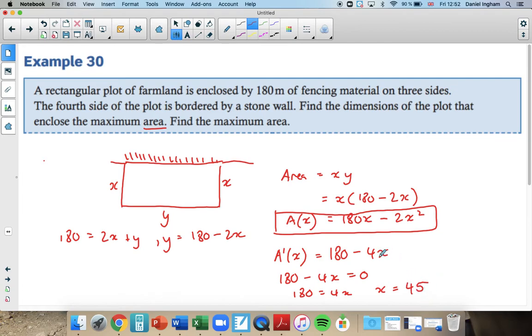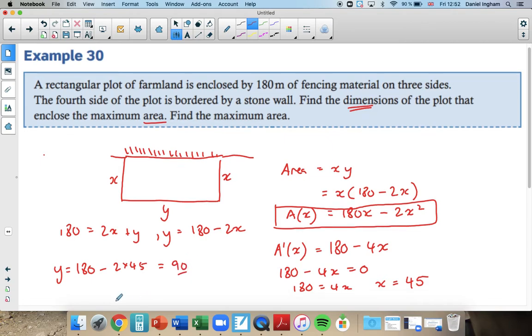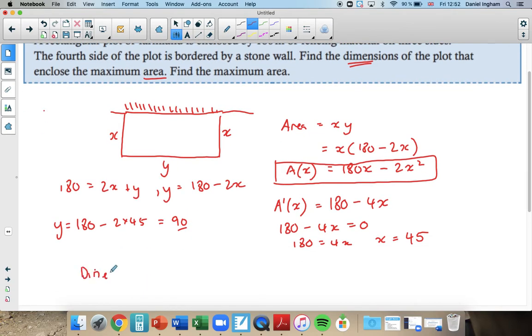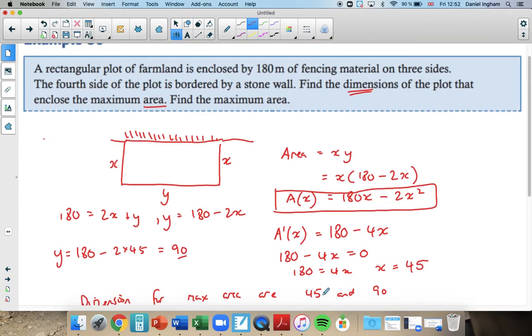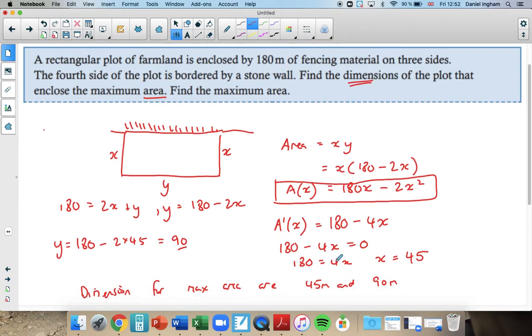Now, that's the maximum area when x is 45, but we need the dimensions. So we also need the y value. So remember, y is 180 minus 2 times 45. So y is 90. So the dimensions for the maximum area are 45 and 90. I assume it's in metres, yeah, metres. Now that's an answer.